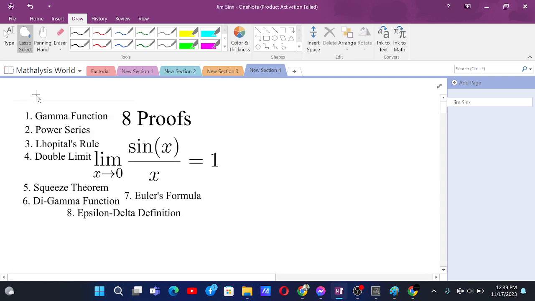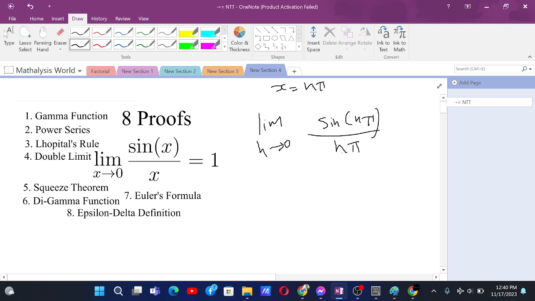The next proof is about the digamma function. So let's go over digamma functions. For the digamma function too, we first of all establish the same relation. We let x equal n pi, so n equals x by pi. So as x goes to 0, n goes to 0. So we have the limit as n goes to 0 of sine of n pi by n pi.